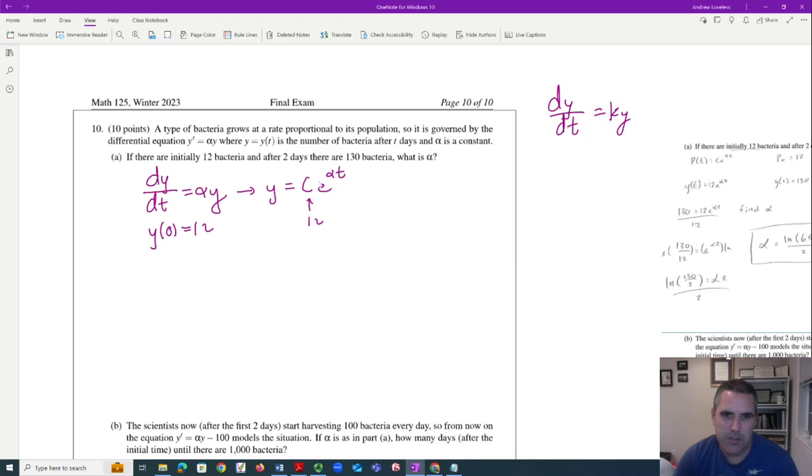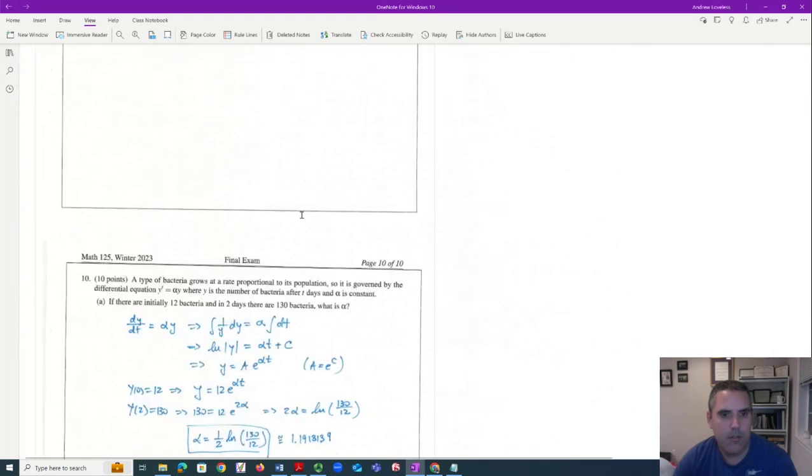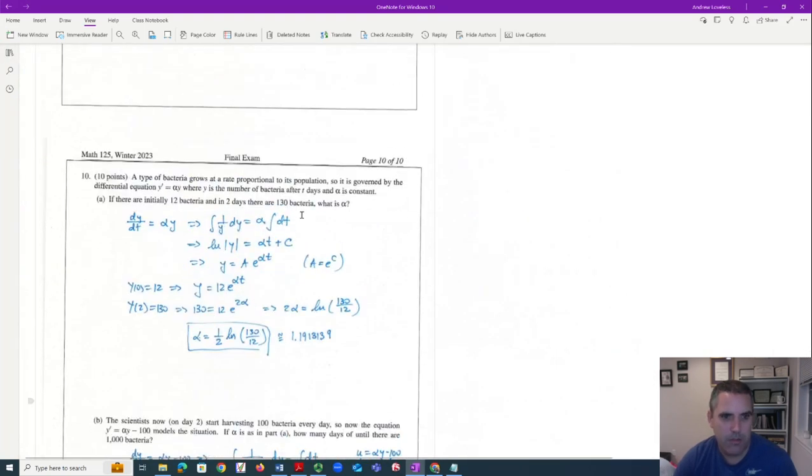And after 2 days, there's 130. Okay, so it's 130 when t is 2. And so you're just going to solve. Divide by 12. 130 divided by 12 is e to the 2 alpha. Log of 130 over 12, which we can simplify if we'd like, is 2 alpha, and then you're going to divide. So the question maybe looked different. They actually solved, but it's the same thing.